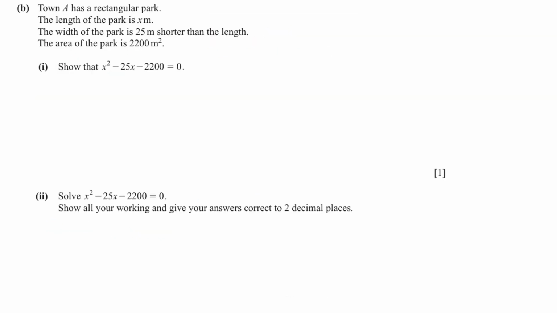Part B. Town A has a rectangular park. The length of the park is x meters. The width of the park is 25 meters shorter than the length. So if the length is x, what is the width going to be? X minus 25. And the area of the park is 2200 square meters. Show that x squared minus 25x minus 2200 is equal to 0.